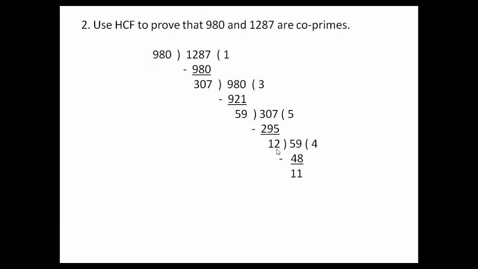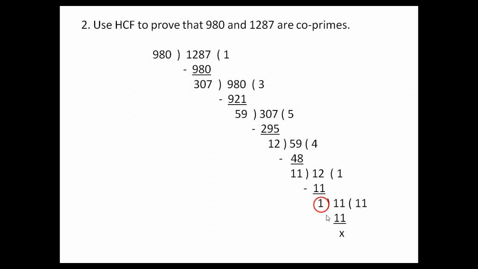Now still there is a remainder, bring down 12. So 11 1 times will be 11. Now remainder we have 1. Now let's bring the divisor here, 11. Now 1 11 times will give us 11, and finally we are left with no remainder. So here we see that 1 is the highest common factor that was able to divide 980 and 1287 completely, and there is no other factor other than that.